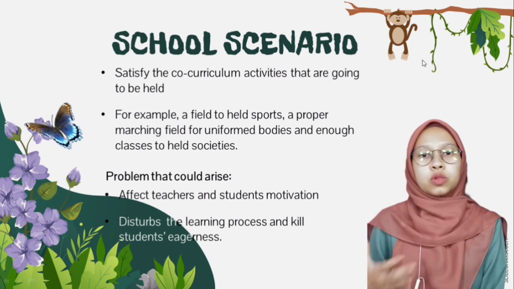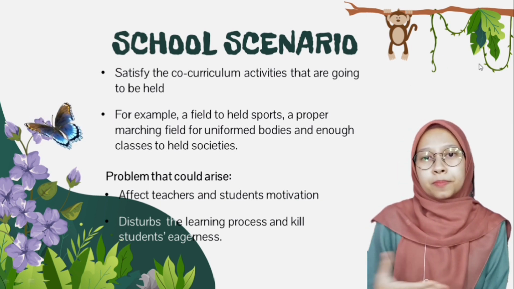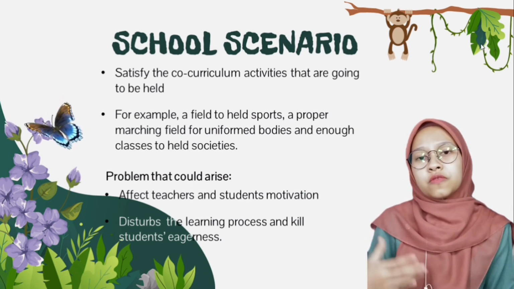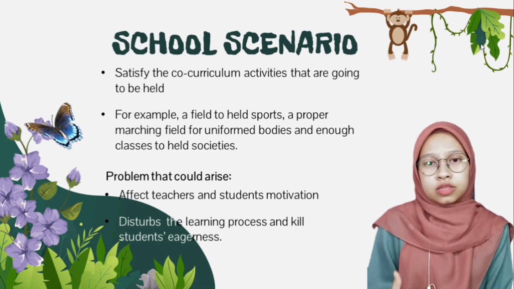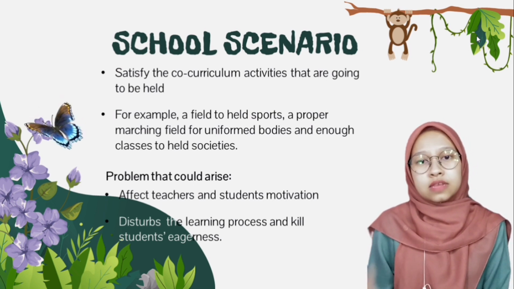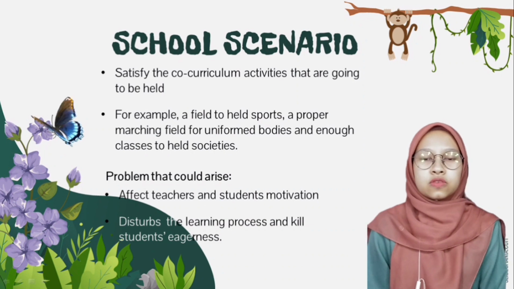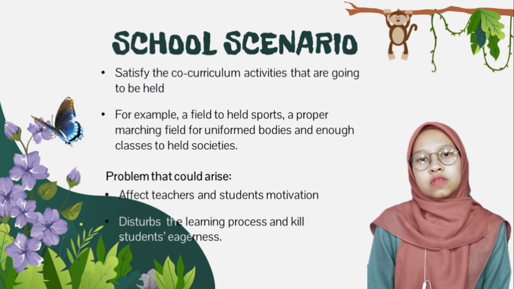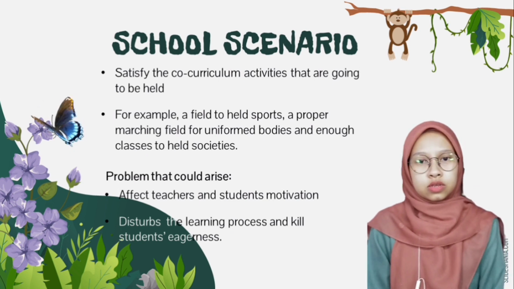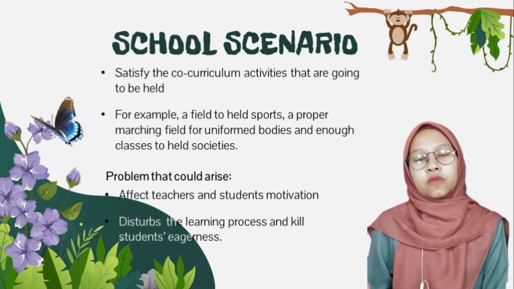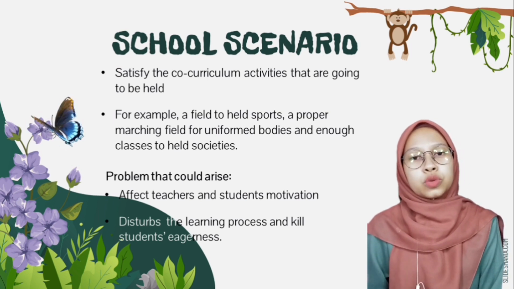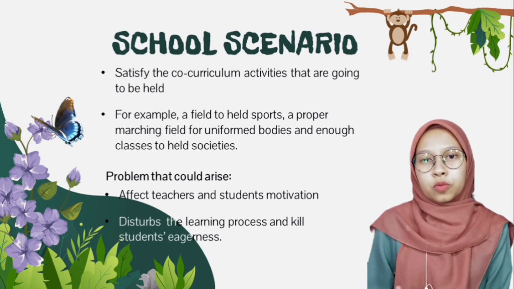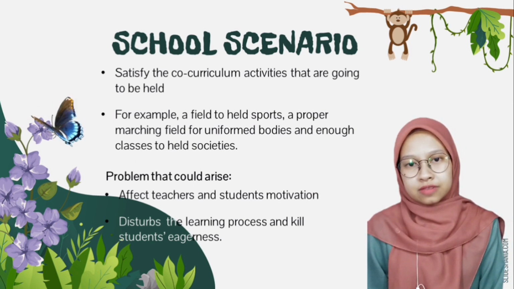Imagine having a small class with fewer chairs for a club meeting that consists of many members. Students need to find chairs or even share chairs with their friends. This condition would definitely disturb the learning process and kill the eagerness of the students to do the activity. Thus, ensuring the availability of school facilities and enough good equipment or appliances should be taken seriously before planning co-curriculum activities.